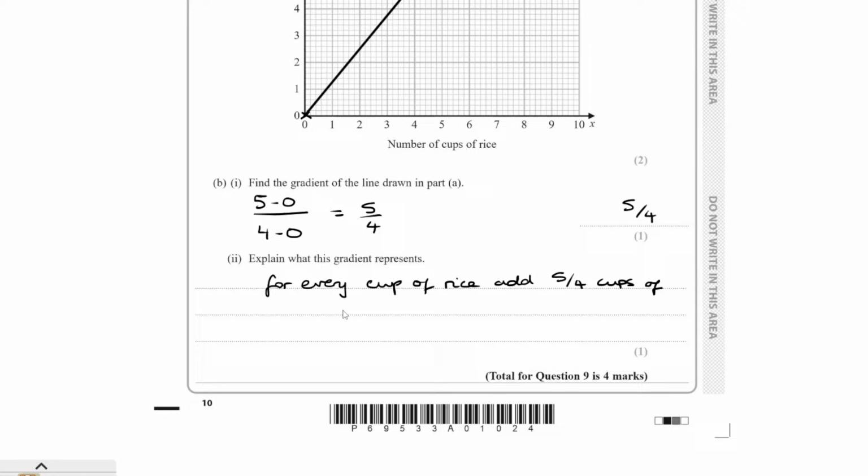Of water. So when they ask this question, it's for every 1 unit of the x-axis, which is in this case a cup. For every cup of rice, you need to add, and then whatever the gradient is in terms of the y-axis, which was cups of water. Okay, that's all it's asking. It just wants you to relate the gradient to the actual context of the graph.